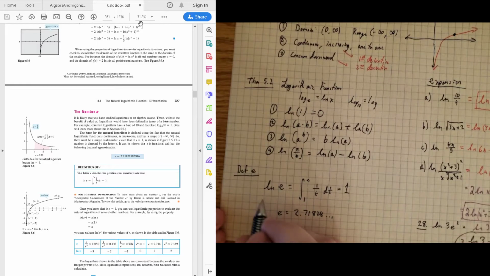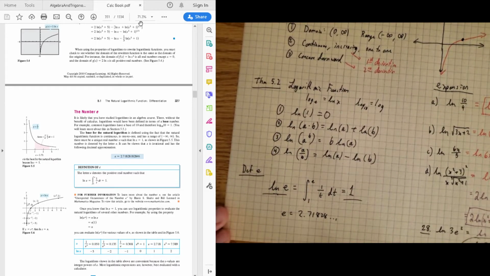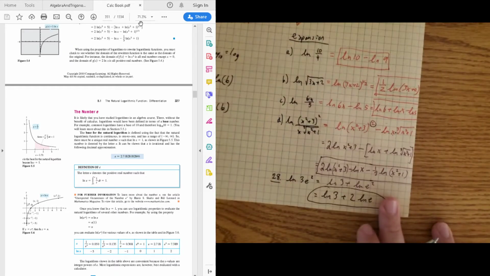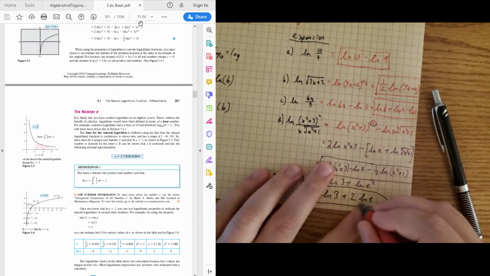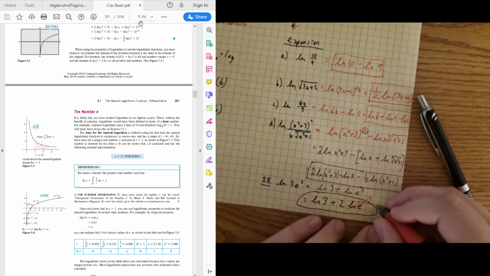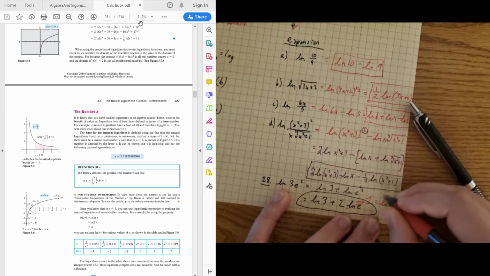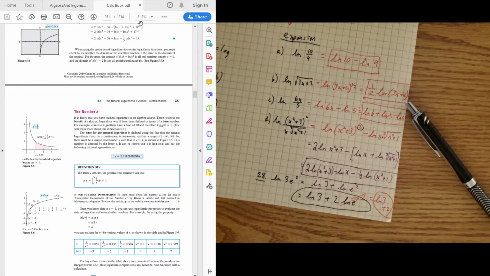And so ln of e is always equal to 1, which means there's actually one more step we could take on number 28 that we didn't finish. So if I go back to number 28, if ln of e is 1, that would mean that we have 2 times 1, which means the solution is actually ln of 3 plus 2. And that's it. So this is the definition of e.